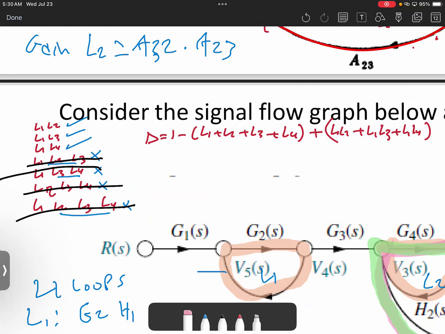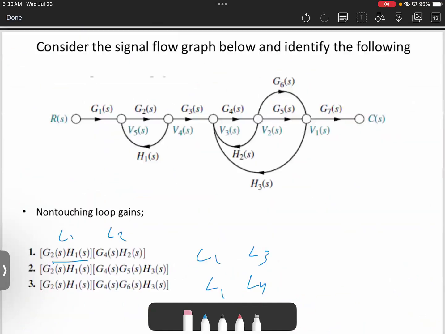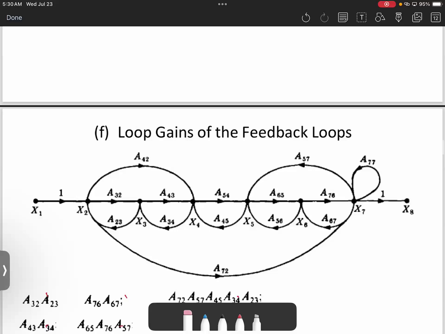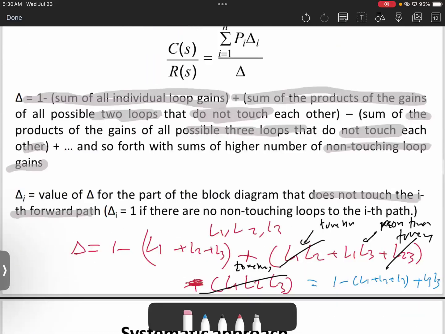That's the thing: look at all of the possibilities of touching and non-touching loops. When we go through an example, it will be much easier for you. I know sometimes it can be a little bit confusing, but when we do some examples, it will be much easier. Then the next thing, how about delta I?